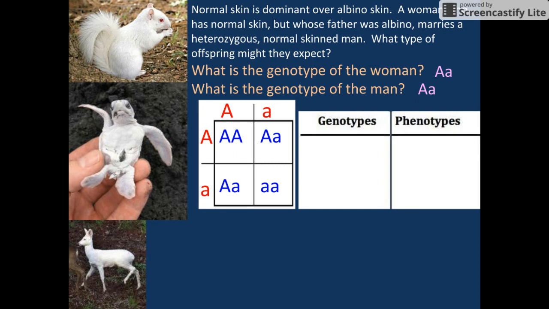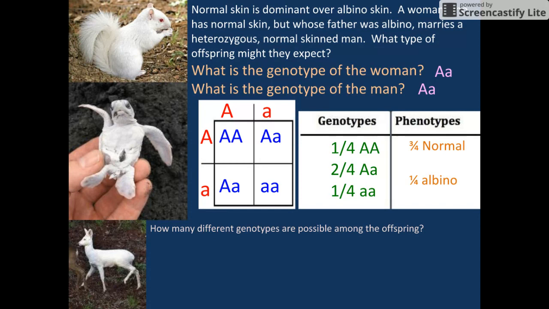So genotype, 1/4 is homozygous dominant, two quarters or 1/2 are heterozygous, and 1/4 are homozygous recessive, little A, little A. The phenotypes, 3 of them have big A's. So 3 out of 4 will be normal, and 1 out of 4 will have albino skin.